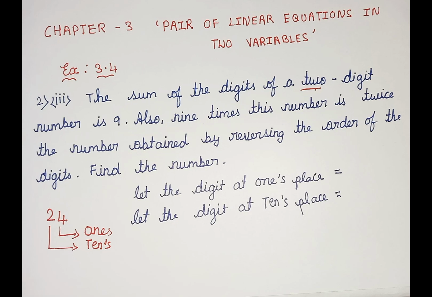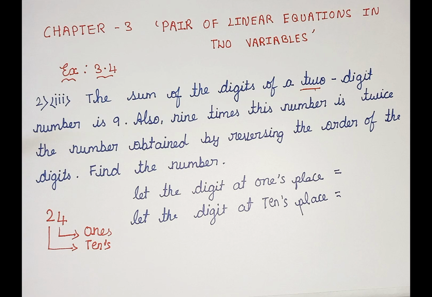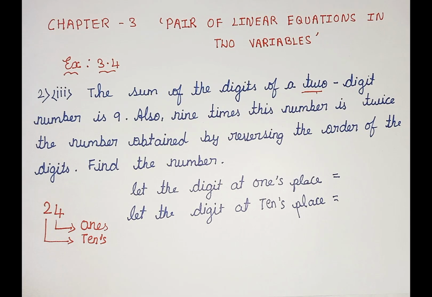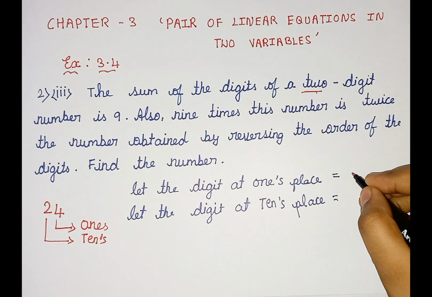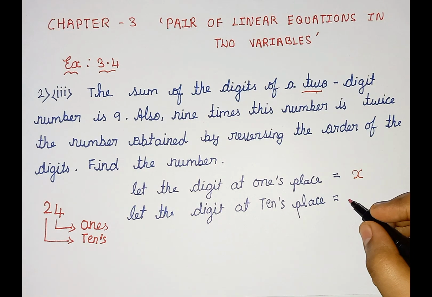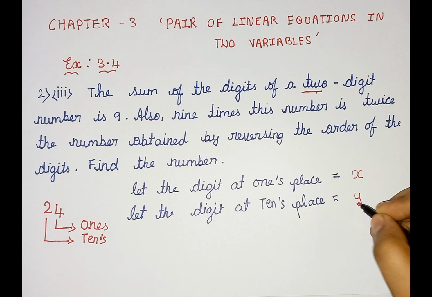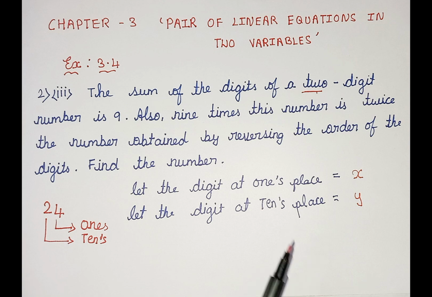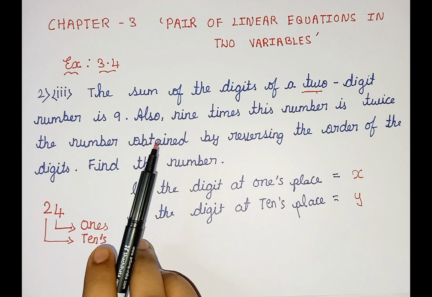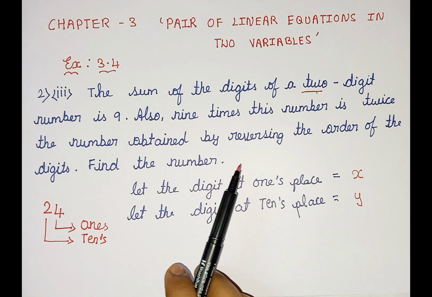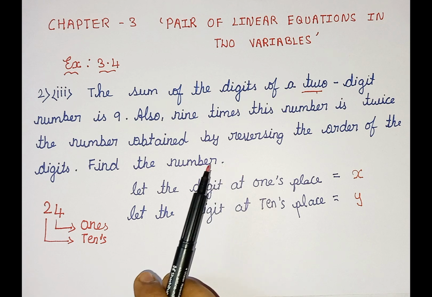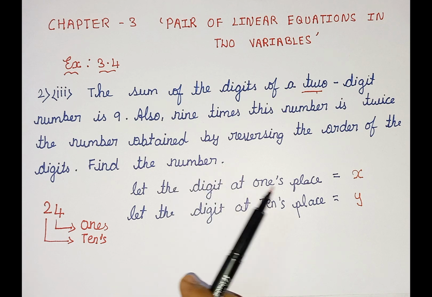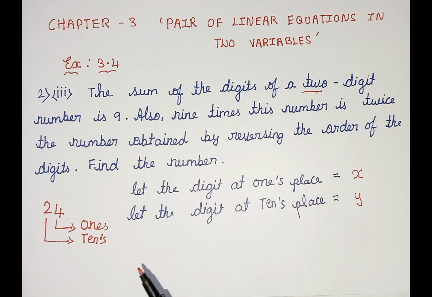Now I wrote: let the digit at ones place be x, and let the digit at tens place be y. You might be wondering why I am assuming x and y. Because in this chapter, the third chapter, we usually focus like this. Whenever you get word problems like this, try to take an x value and a y value. This is the rule in this lesson.